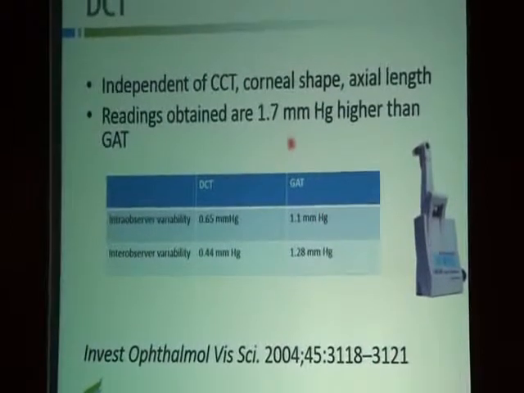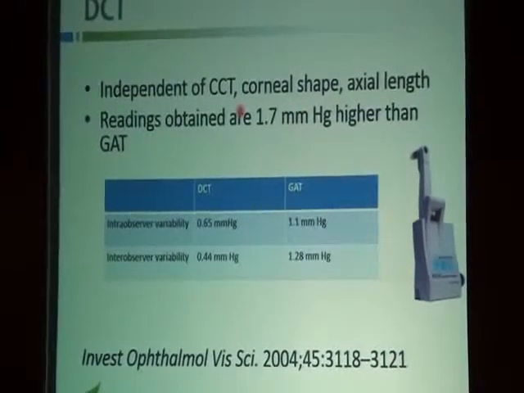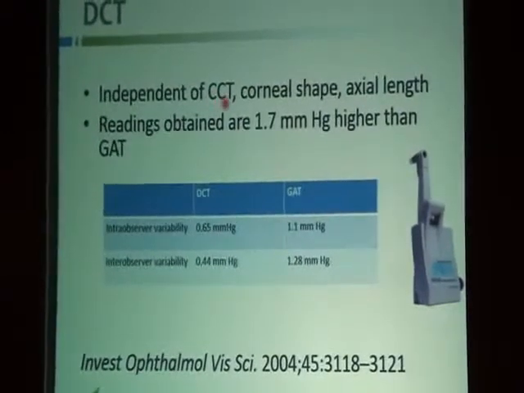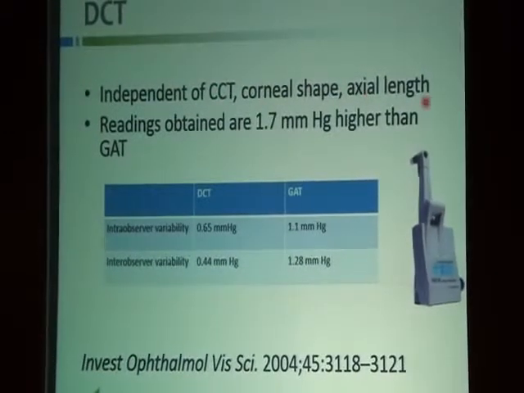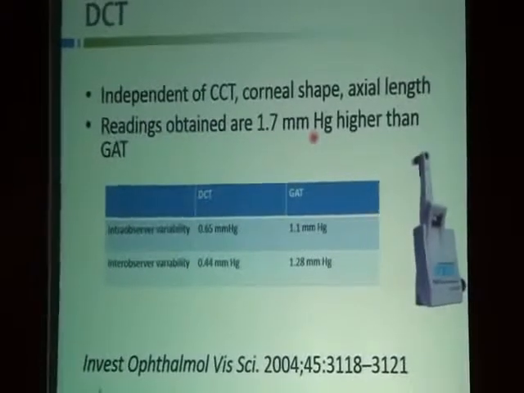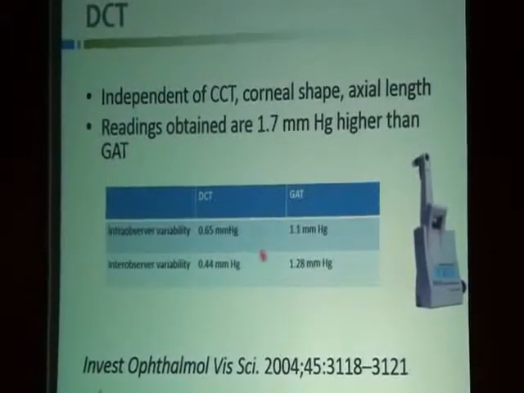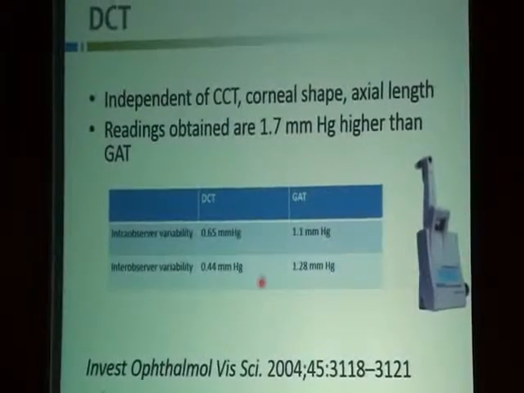Coming to the DCT, it is supposed to measure the intraocular pressure independent of the central corneal thickness, the corneal shape, and the axial length. It gives a slightly higher reading as compared to the GAT, and it has excellent intra-observer and inter-observer variability.